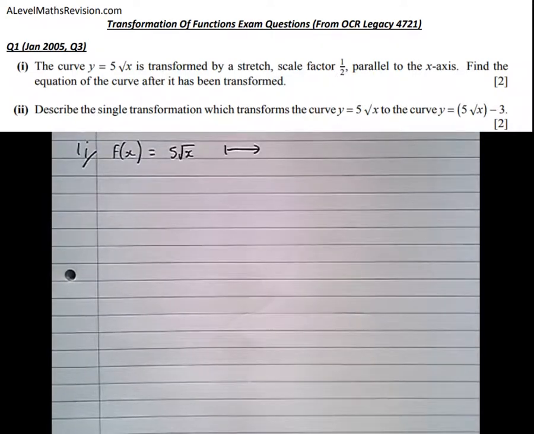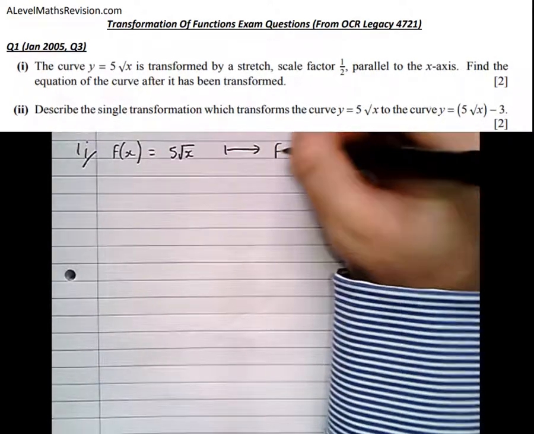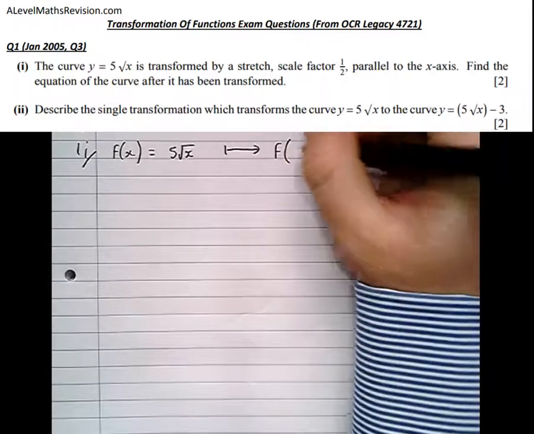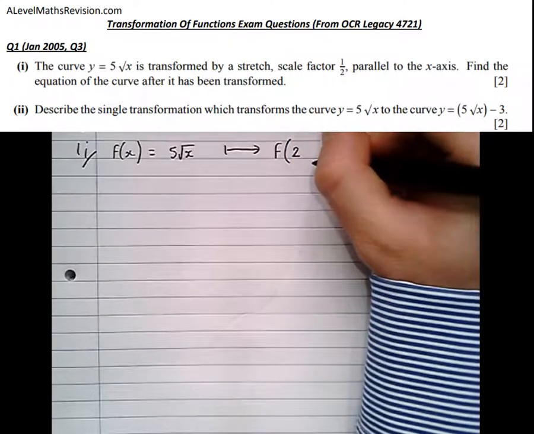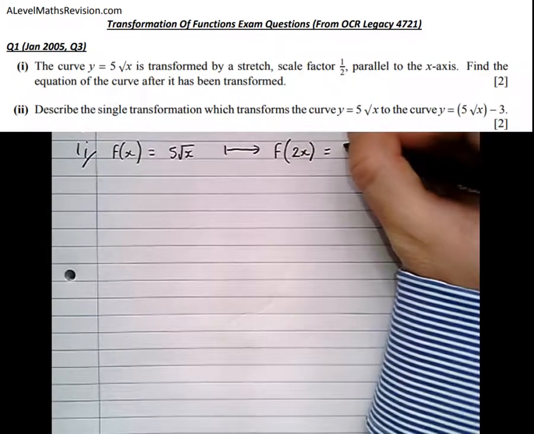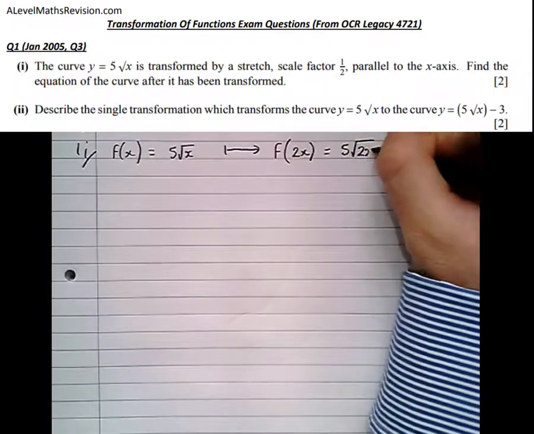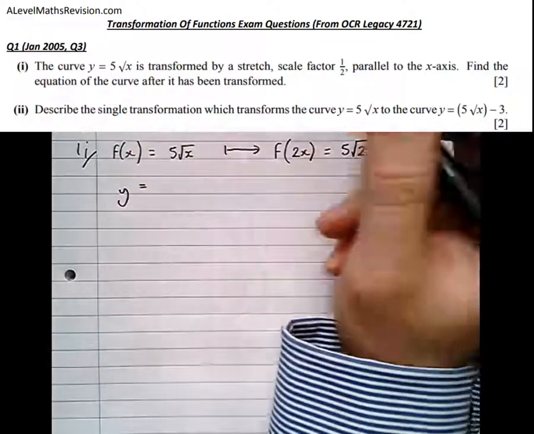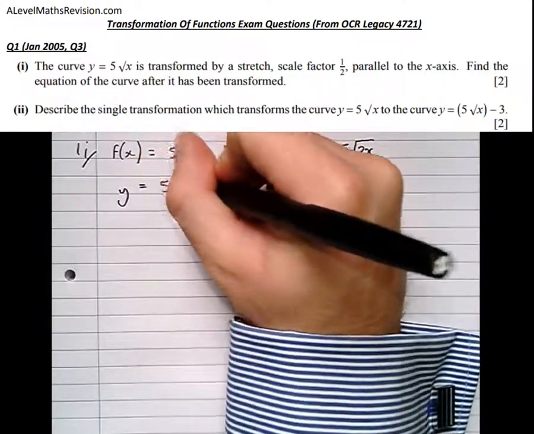Well, the first thing I notice is that it's parallel to the x-axis, so I know any transformation I'm going to perform has to be on the inside, and if it's on the inside it does the opposite. So if I stretch by scale factor 1/2, I times all the x values by 1/2. In order to achieve that on the inside of a function, I do the opposite, which is timesing by 2. Okay, so f of 2x, I'm replacing all the x's with 2x's to give 5 root of 2x. So writing it out in the format required, y equals 5 root of 2x.